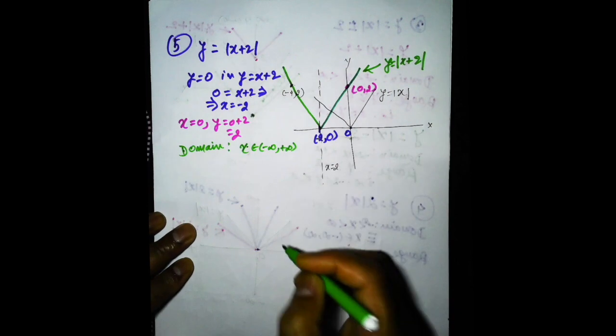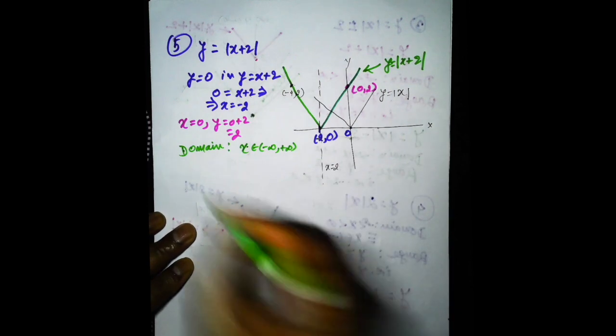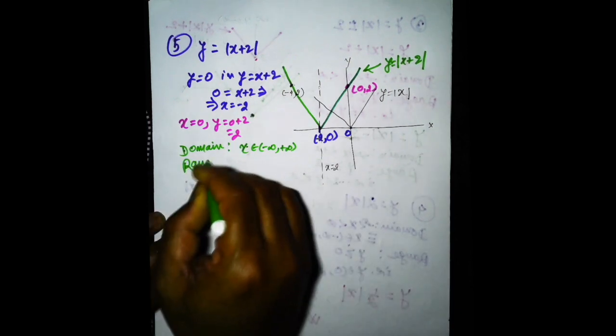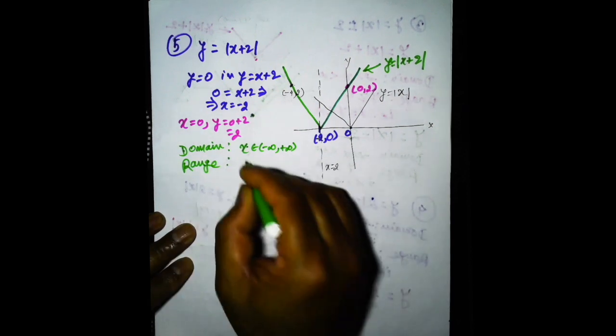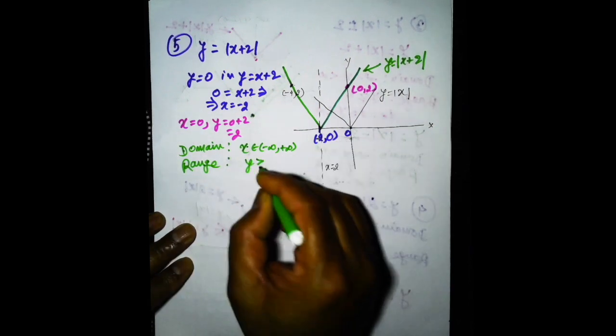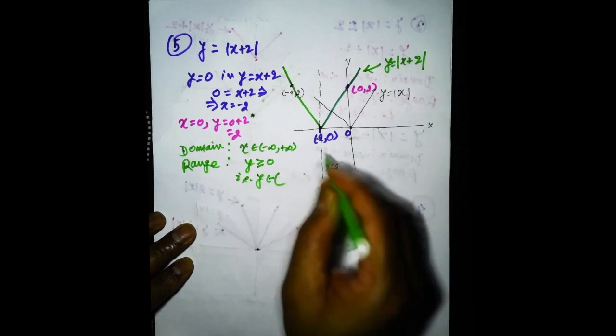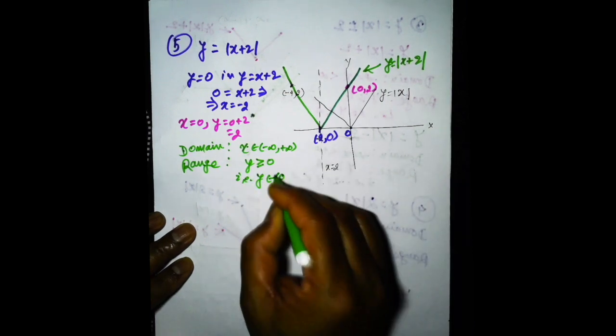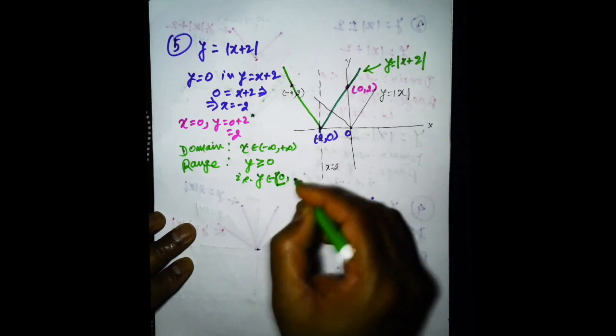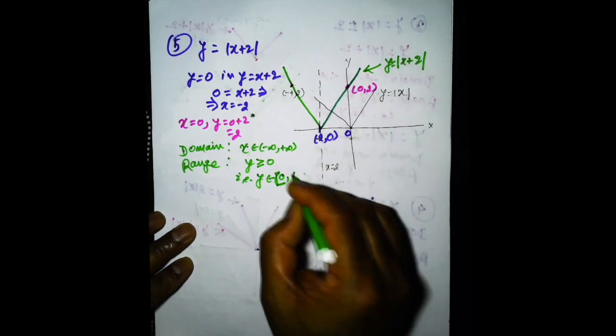Then what about the value of y? Here the range of the given function: the minimum value of y is 0, so y is greater than or equal to 0. That means you can write y belongs to, sorry, it should be the big bracket, 0 to plus infinity.